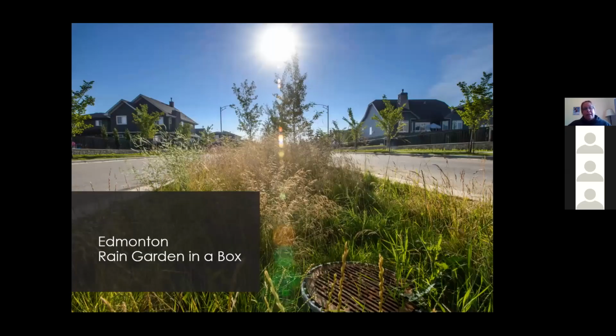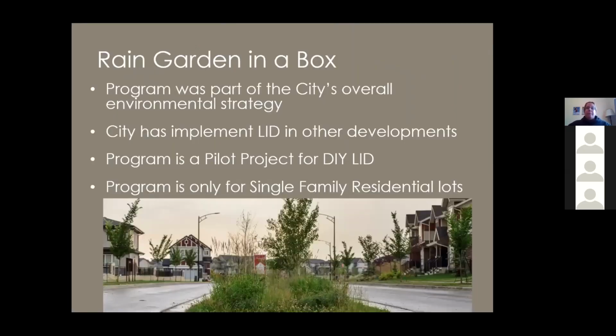So the next program we're going to look at is Edmonton's Rain Garden in a Box. This was a particular project under the city's overall environmental strategy, and green infrastructure has been identified in the River for Life implementation plan for the city of Edmonton, which is a 30-year strategic plan supporting the city's mission to prevent pollution. The city has also just approved a large budget to start looking at putting 20,000 LID facilities into city rights-of-way over the next 20 years.